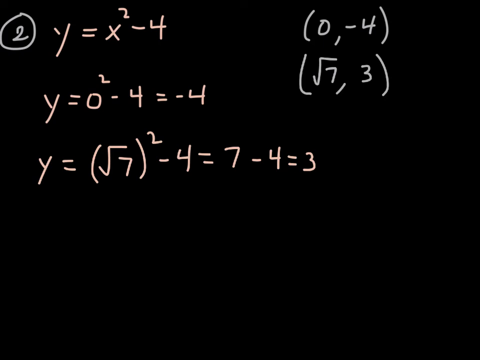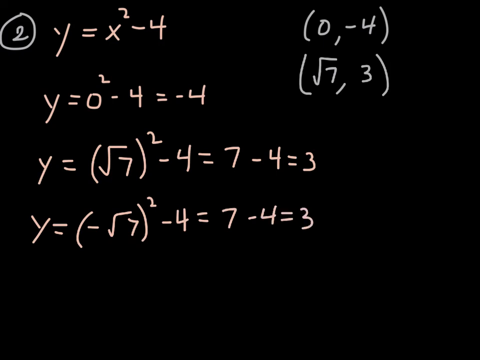All right, one more x value to plug in, negative root 7. You're going to get the same thing because of the same argument that I was making earlier. When you square a real number, you always get something positive. So this is 7 again, and 3 again. The only thing different is what you plugged in. Negative root 7, positive 3.